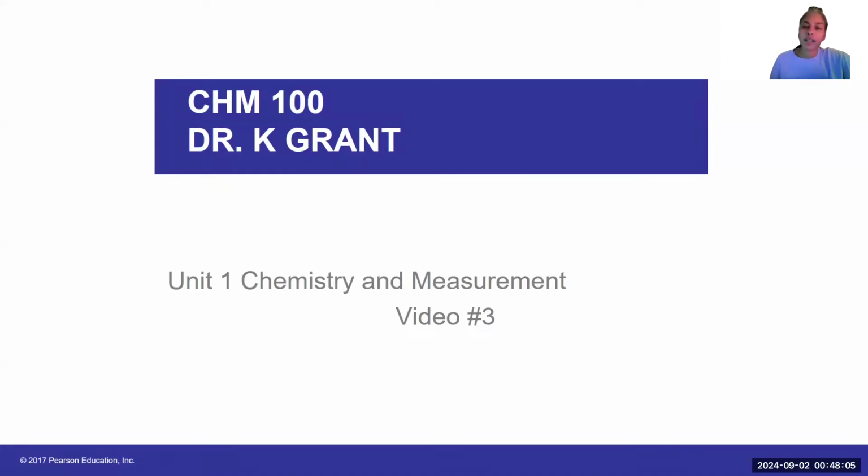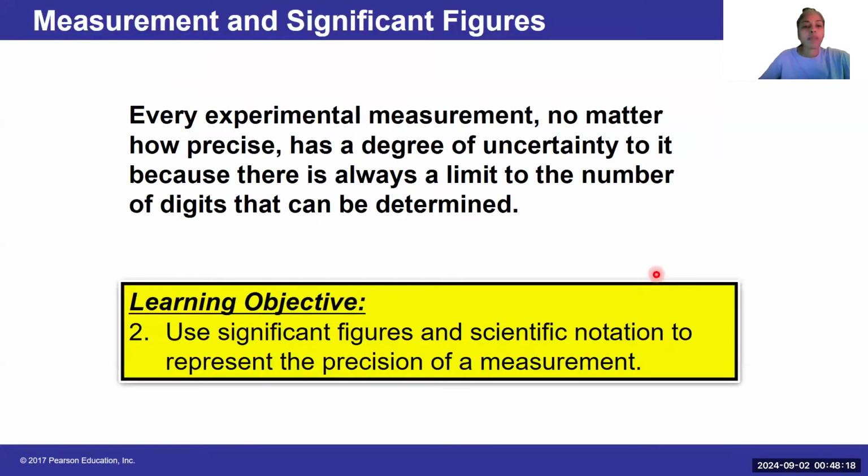Now that we've taken a look at prefixes and metric units, the next video in this series for Unit 1, we're going to take a look at significant figures. Every experimental measurement, no matter how precise, has a degree of uncertainty in it. And we use what we call significant figures to help us understand the amount of uncertainty that is in this measured amount. There's always a limit to the number of digits that you can produce in a measurement.